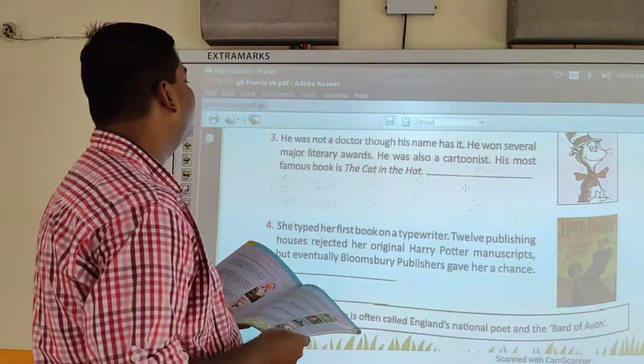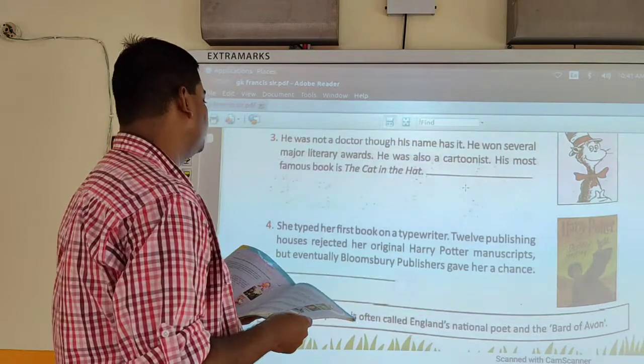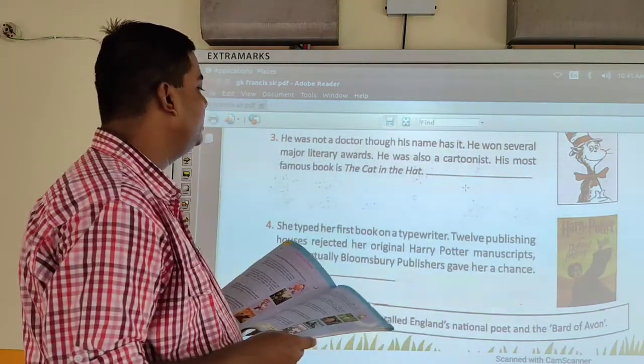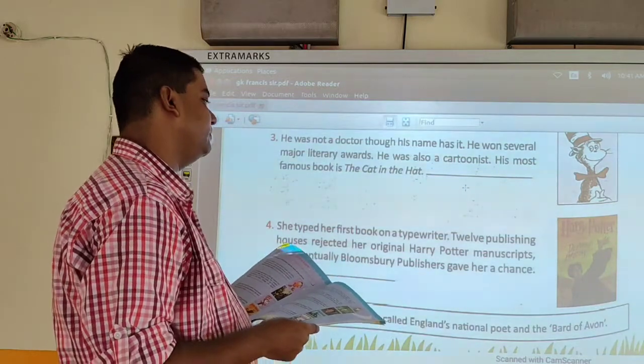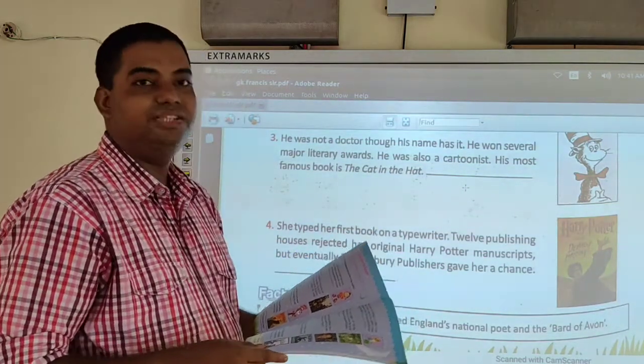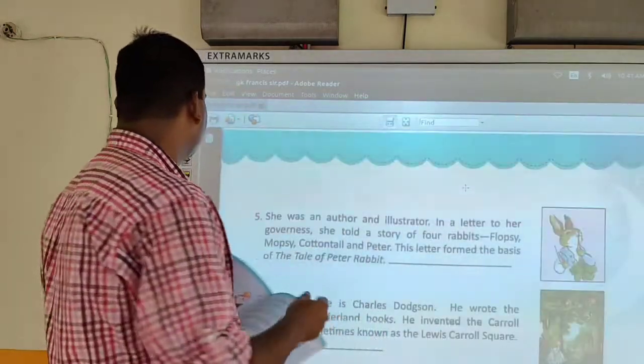Let's see question number 4. She typed her first book on a typewriter. 12 publishing houses rejected her original Harry Potter manuscripts. But eventually, Bloomsbury Publishers gave her a chance. So let's see the answer to question number 4. It is J.K. Rowling.